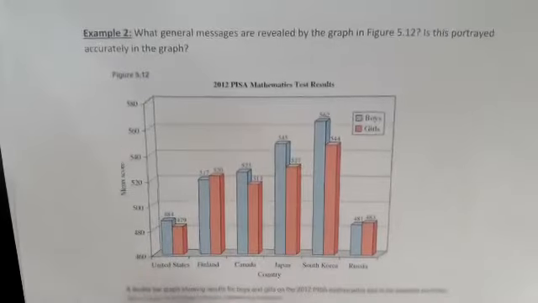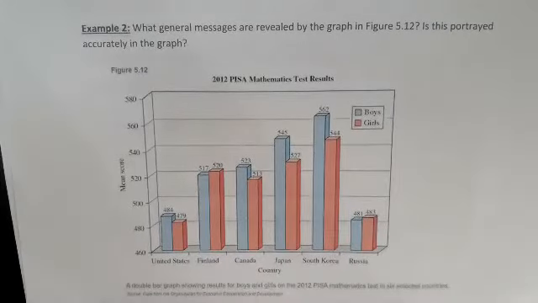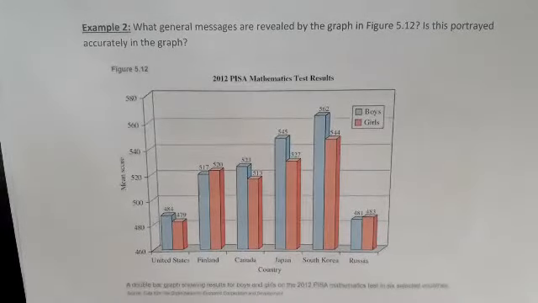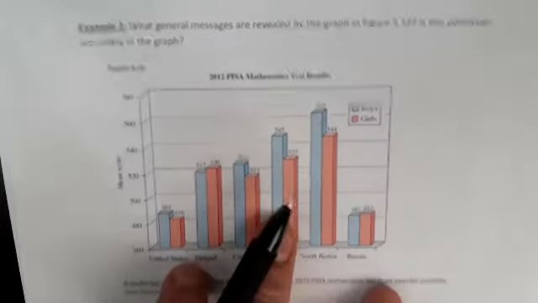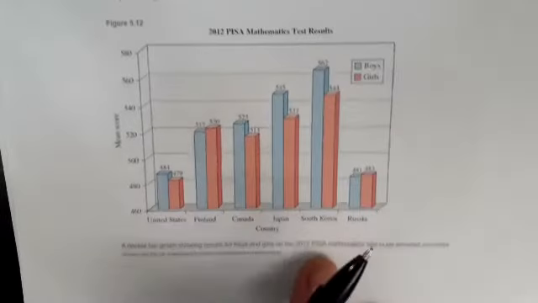Whew. And now this example. So what general messages are revealed by the graph in 5.12? Is this portrayed accurately in the graph?